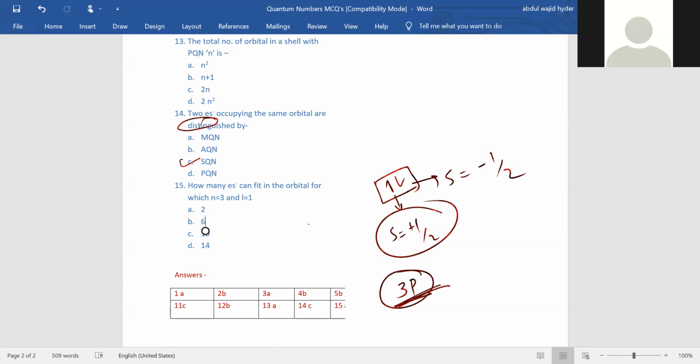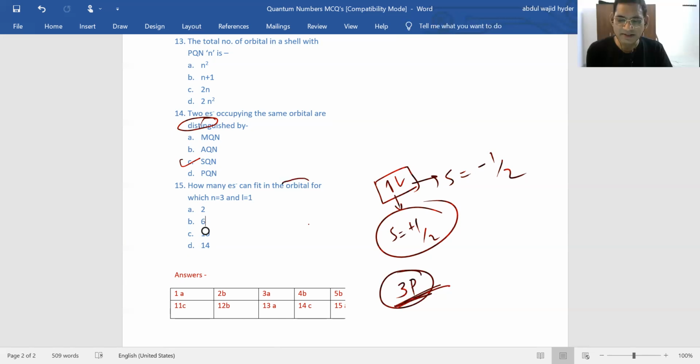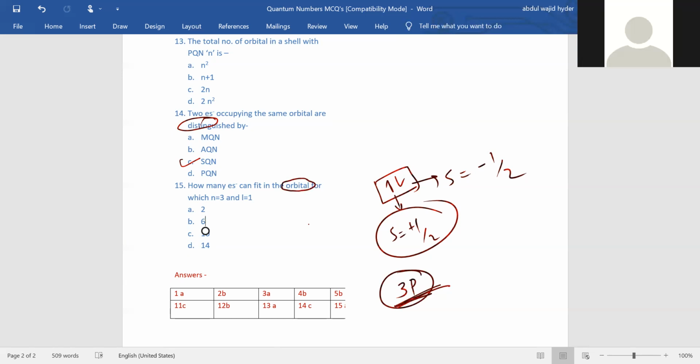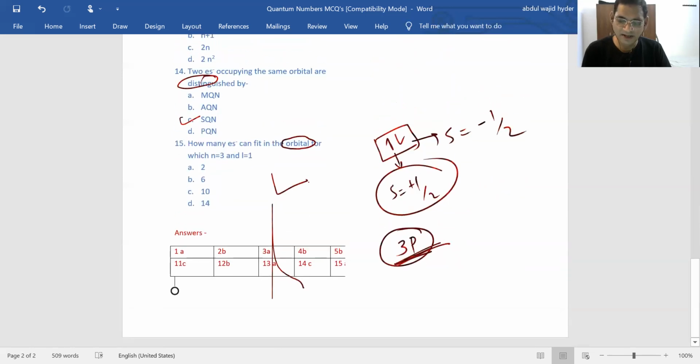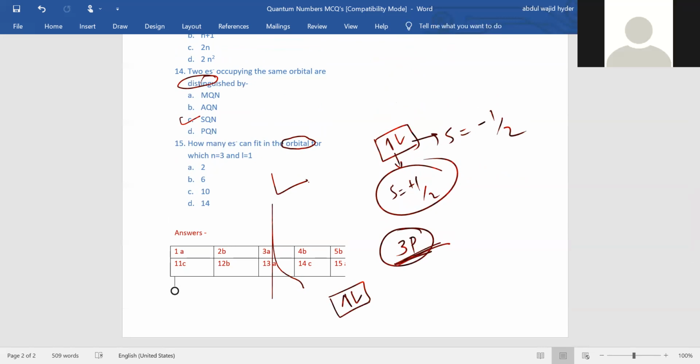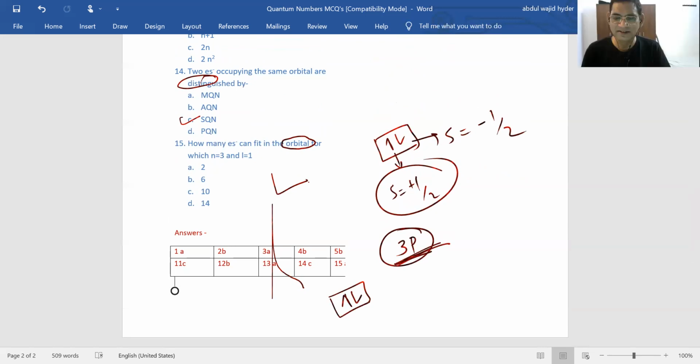But see, the answer is 2. See what this is: orbital. And in an orbital, how many electrons can be accommodated? 2. I discussed this question yesterday or the day before. If orbital is written, leave everything else written here. If you are talking about the orbital, then in that orbital maximally 2 electrons can be accommodated.